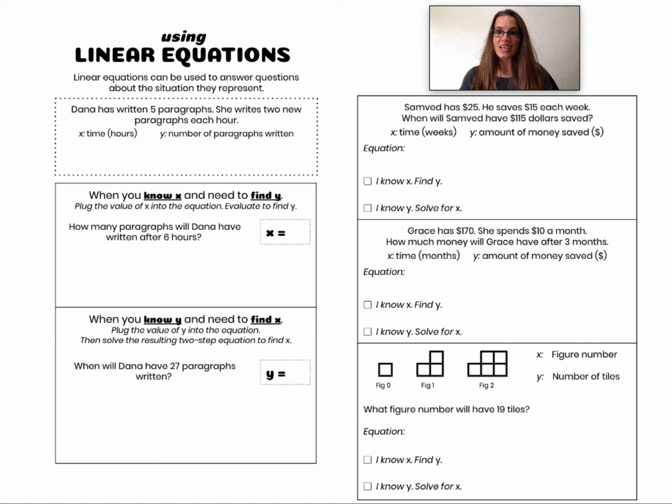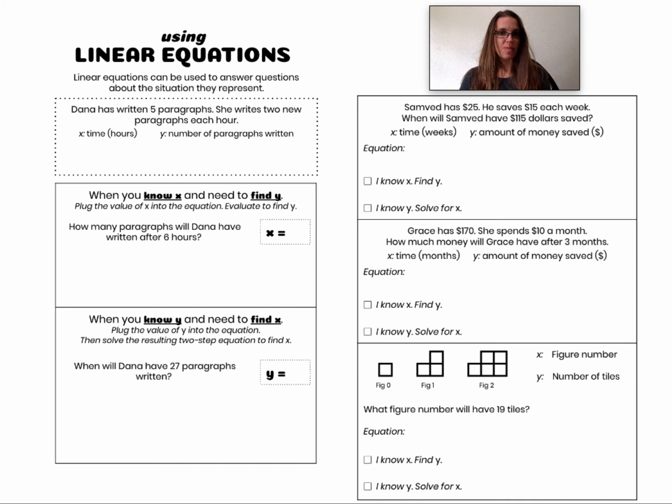After I have written a linear equation, I can use that equation to answer questions about the situation. So I might be given x and use the equation to find y, or I might be given y and use the equation to find x. Let's go ahead and look at this first situation.